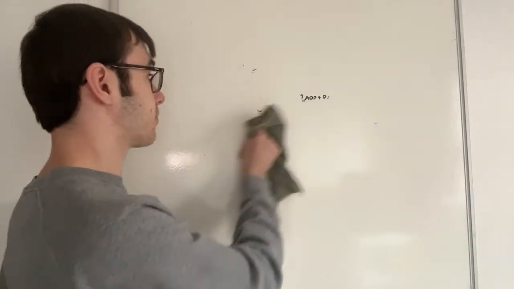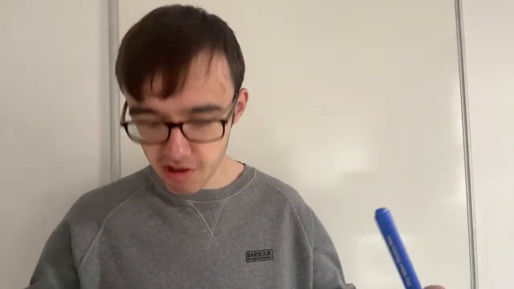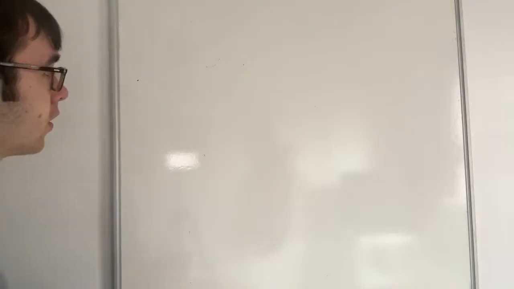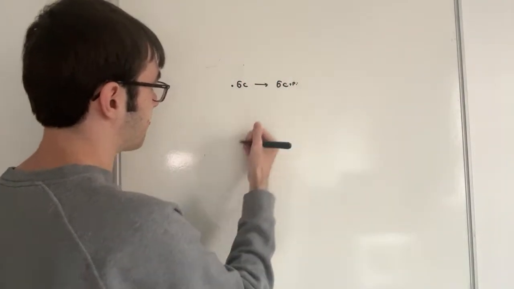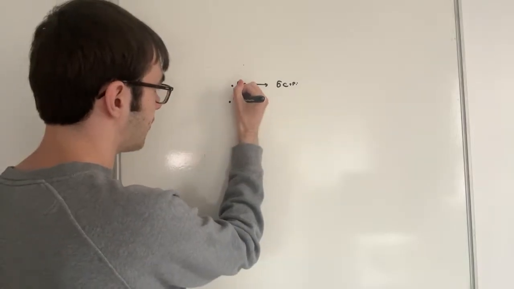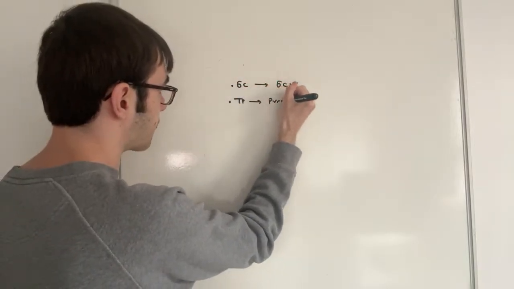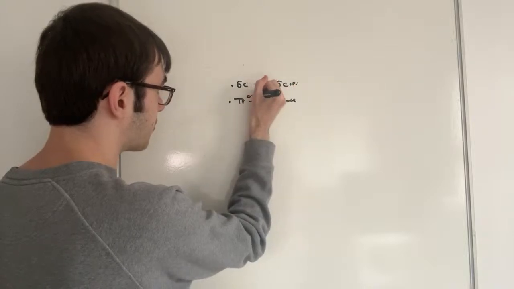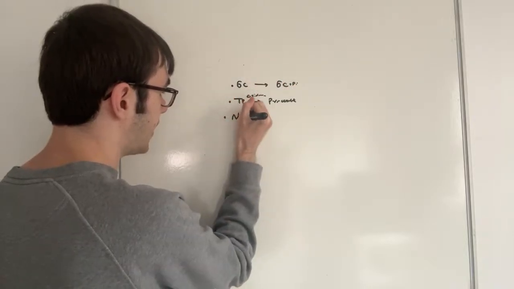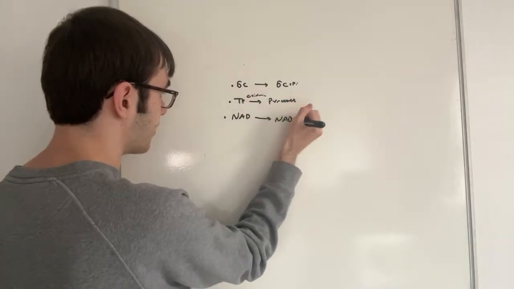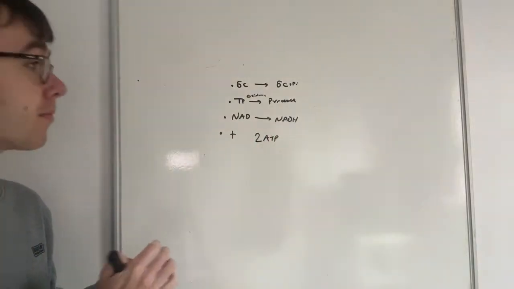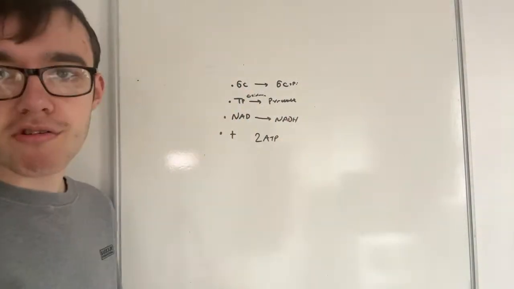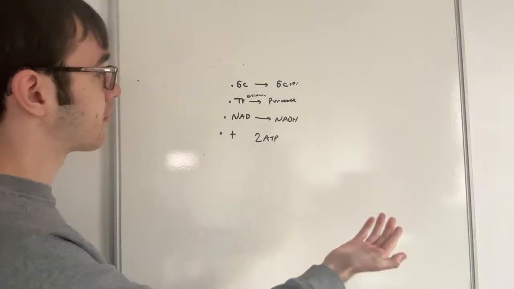4 marks, not bad. So remember, glycolysis might seem like a big process. It's not a big process at all. All you need to know is that glucose becomes phosphorylated. You need to know that the triose phosphate becomes pyruvate via oxidation. You need to know that NAD becomes reduced to NADH, and you need to know that there is a net gain of 2 ATP. That's it. That is all you need to know for glycolysis. Literally just this. And you get 4 marks.